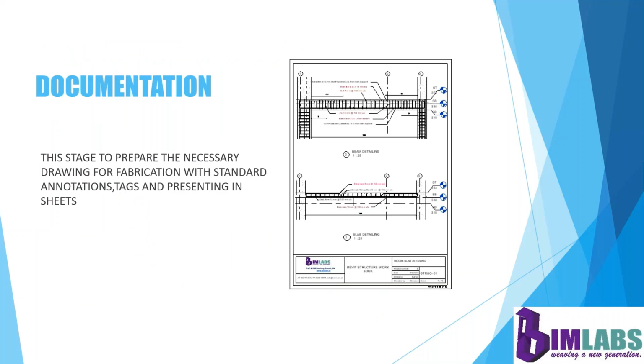Then comes the documentation. As we have already modeled, we have a tags option. So we can just tag it so that it will directly give the naming and all. No need to create it, no need to type it and use it. You can just create tags. Some tags are already available, or otherwise you can create some tags and save them so that you can use them regularly. So no need to type it again and again. You can just create a family of that tag and use it.